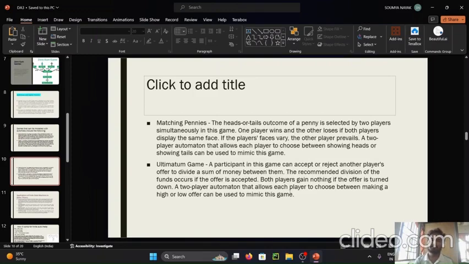Next, the ultimatum game. What is here in the ultimatum game? A participant in this game can accept or reject another player's offer to divide a sum of money between them. The recommended division of the funds occurs if the offer is accepted. Both players get nothing if the offer is turned down. It is the same as the example with the Prisoner's Dilemma. So here you see examples of how automata can be implemented in game theory to make things easier and more suitable.